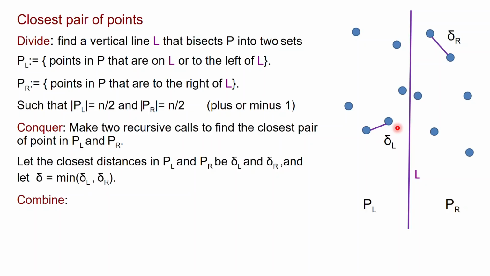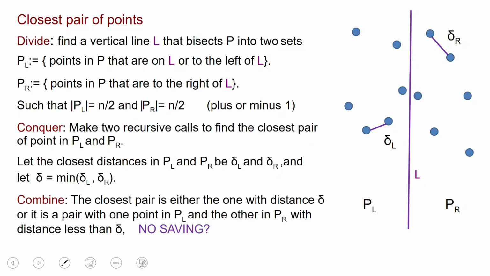Okay, now we have to combine these two partial solutions into an overall solution. And this step is the more clever one. We observe that the closest pair overall is either the one with distance delta, so it would be this one here, or of course it could be a pair which has 1 point in PL and 1 point in PR, so a pair which crosses the line L. So this seems problematic. It seems that we are back to square one. We have to try every point on the left with every point on the right, and this would again be a quadratic time algorithm.